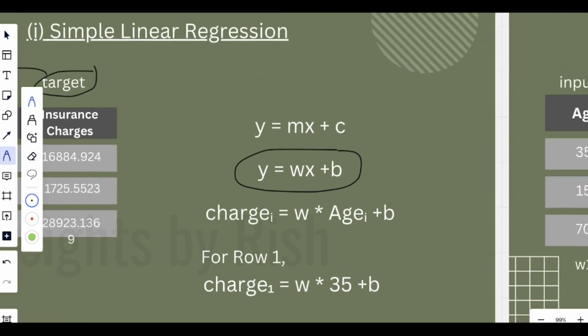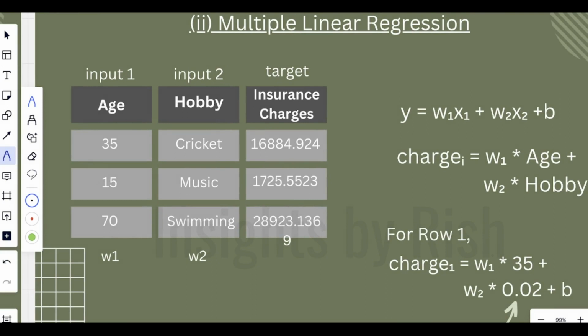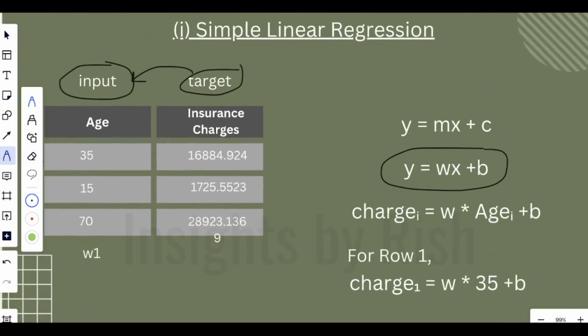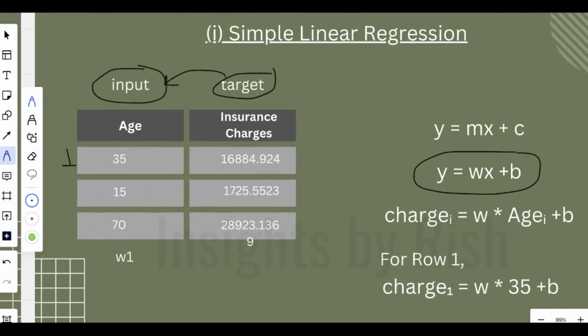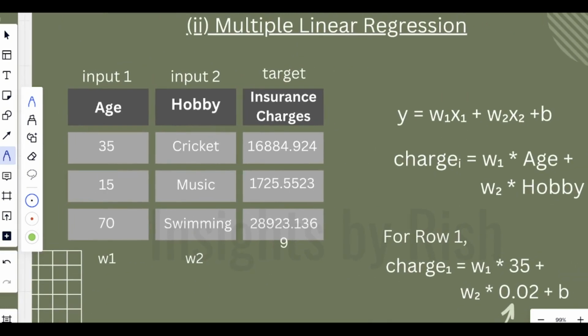Now, in multiple linear regression, you can have multiple input features. Like in simple linear regression, we had just a single input feature, while in multiple linear regression, you can have n number of input features, and your target variable, your outcome, will depend on those n input features.